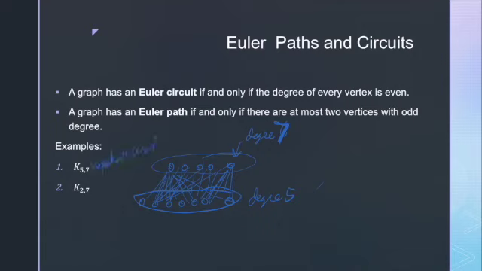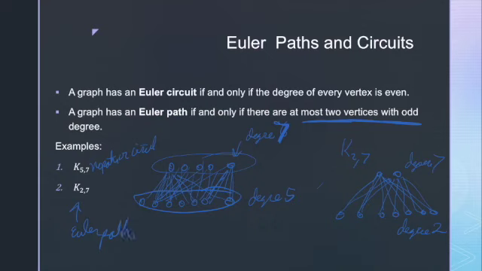Then when it comes to K27, I've got 2 that go to 1, 2, 3, 4, 5, 6, 7. So each of these have degree 7, and each of these have degree 2. So because there are at most 2 vertices with odd degree, we have an Euler path for this example.